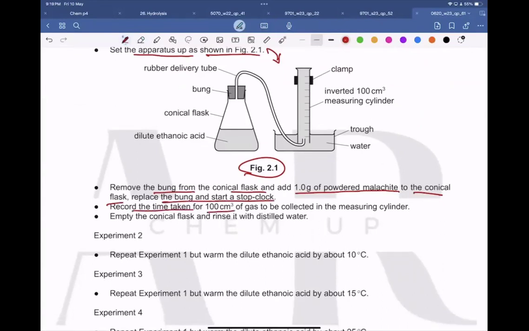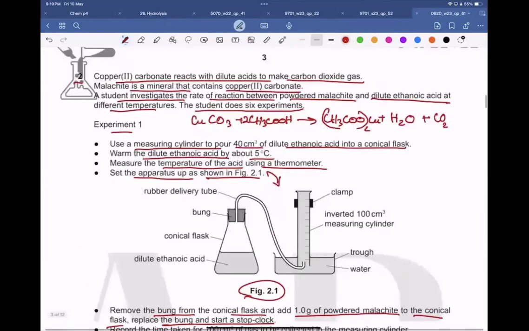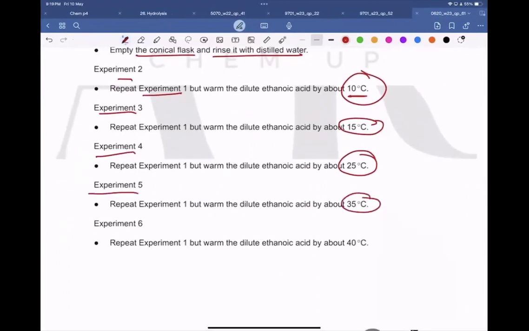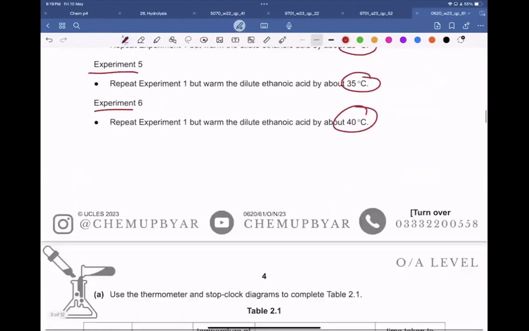Record the time taken for 100 cm³ of gas to be collected in the measuring cylinder. So you have to start the stop clock and stop when 100 cm³ of the gas has been collected. Empty the conical flask and rinse it with distilled water. In experiment 2, repeat experiment 1 but warm to 10 degrees Celsius. Over here it was 5 degrees Celsius, we did it with 10 degrees Celsius, the rest of the things are the same. In experiment 3, it is repeated with 15 degrees Celsius. Experiment 4 is repeated with 25 degrees Celsius. So every time we are increasing the temperature, right?